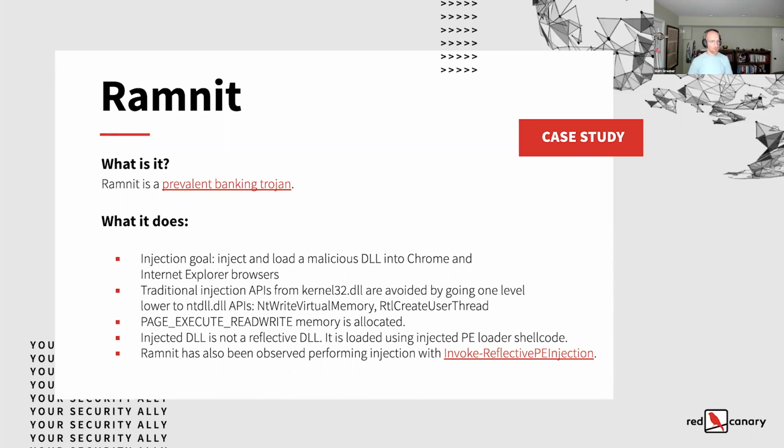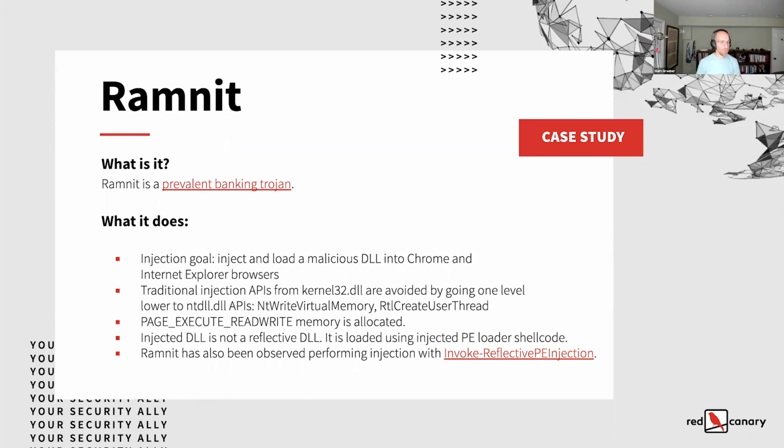The APIs that it chooses to use are the ntdll-based APIs, so just one layer lower than kernel32. And how they choose to allocate virtual memory in the target browser process is by requesting a page execute read write allocation, which can be suspicious in and of its own right, because it's generally not super common in processes that allocation would be made, especially from the context of a remote process.